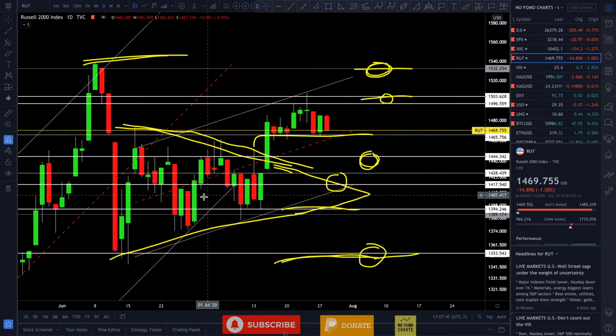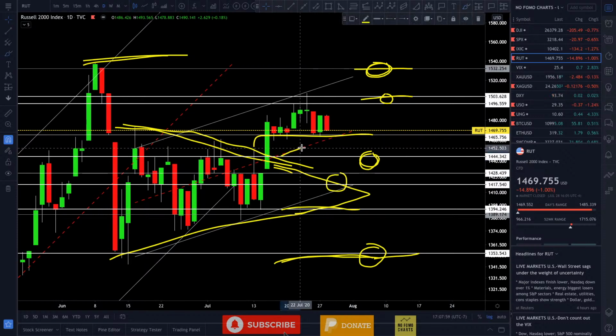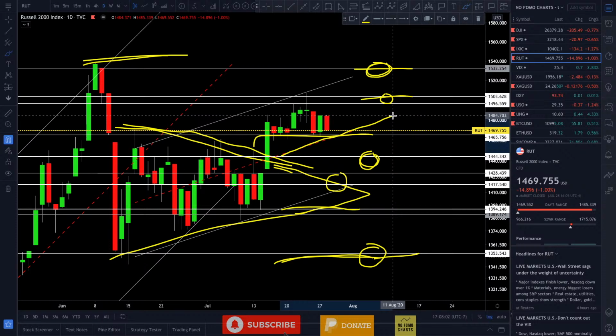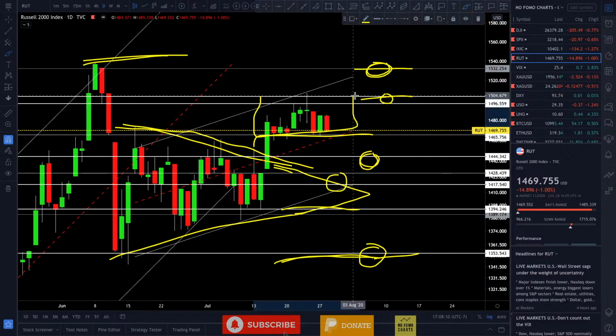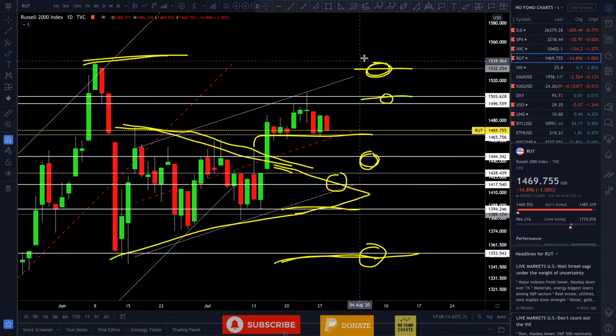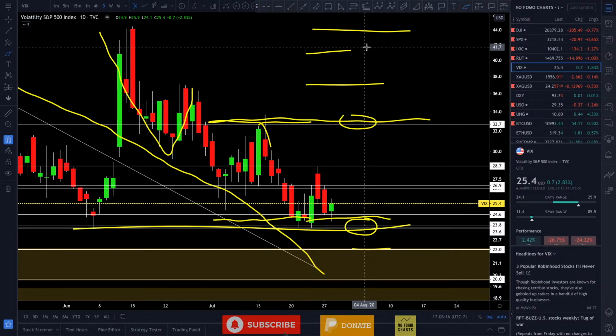If it's a real symmetrical triangle setup, then it wants to test at some point. But right now, if you look, there's a hidden support right here at this half line in the channel. Nothing to get too excited about in the Russell 2000, but the fact that it's consolidating in this range is suspicious. It's cautious.